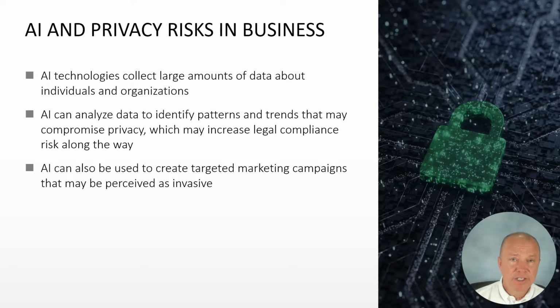So let's dive a little deeper into AI and privacy risk in business. AI technologies can collect large amounts of data about individuals and organizations. It can then analyze that data to identify patterns and trends that actually may be protected as personally identifiable information. That means that the ability to identify patterns and trends may compromise privacy, which may in turn increase legal compliance risk along the way. AI can also be used to create targeted marketing campaigns that may be perceived as invasive.